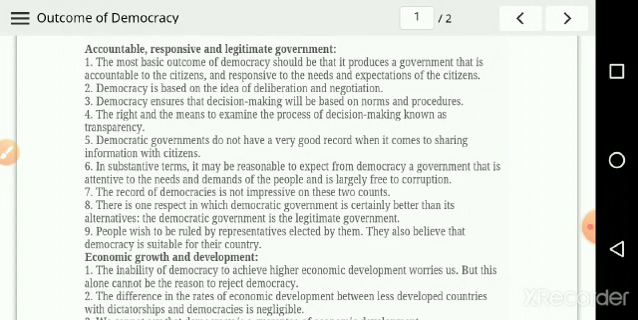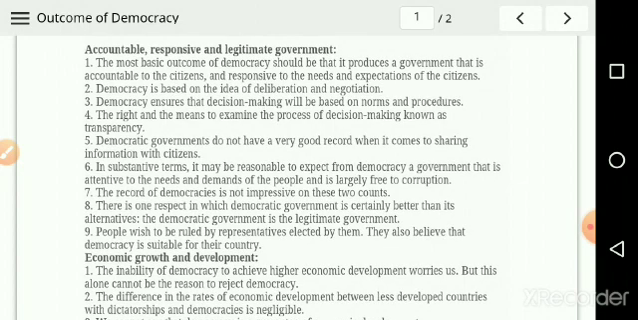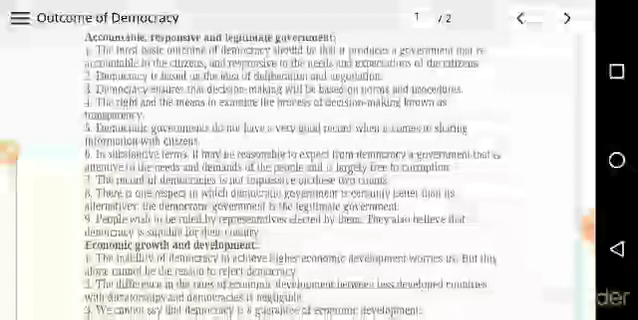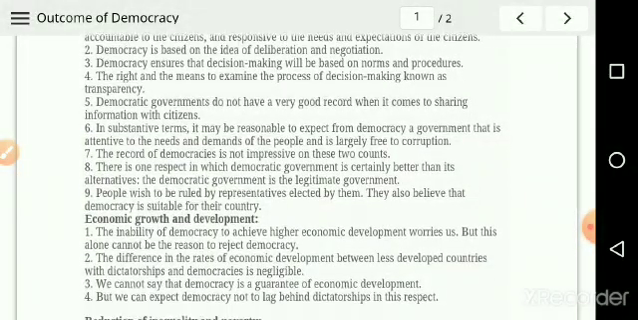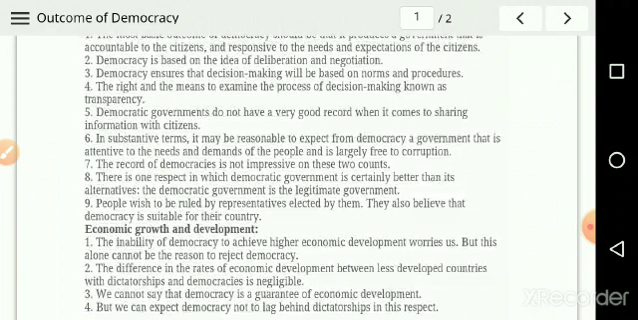In democracy we can see giving explanation to the people, receiving the opinion of the people and negotiating with the people, and even in the parliament or in the legislative assembly they negotiate when they are making the policies. Democracy ensures that decision making will be based on norms and procedures.